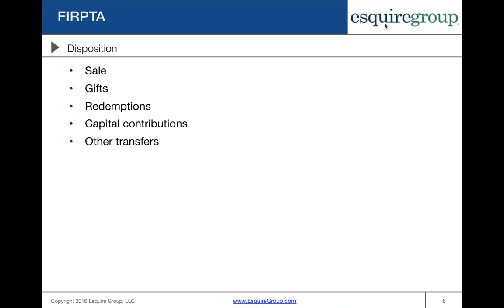FIRPTA also applies to capital contributions. So for example, if a foreign person owned U.S. real estate and wanted to contribute that real estate to a corporation, that would be considered a capital contribution. FIRPTA would apply. And then there's the catch-all of any other transfers. So basically, if a foreign person owns U.S. real estate and that U.S. real property interest is being transferred out of that foreign person's name, FIRPTA is most likely going to apply. There's a few exceptions, and we'll get into what those are later. But in most cases, FIRPTA is going to apply to any transfer of real estate from a foreign person to somebody else. And when I say somebody else, that includes some business entities.